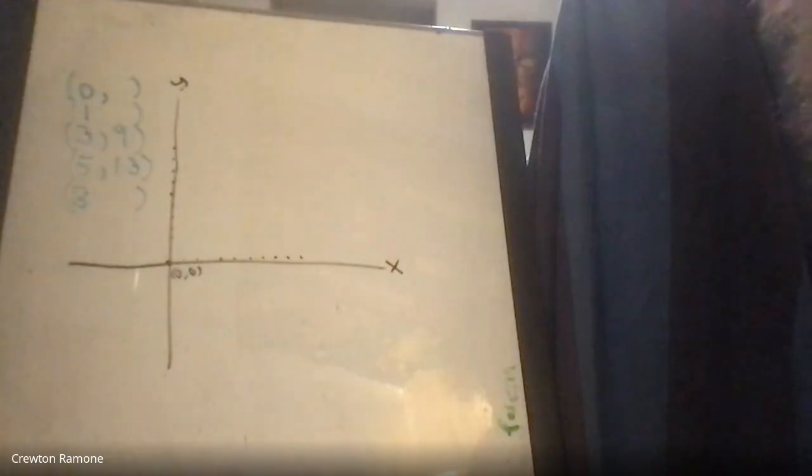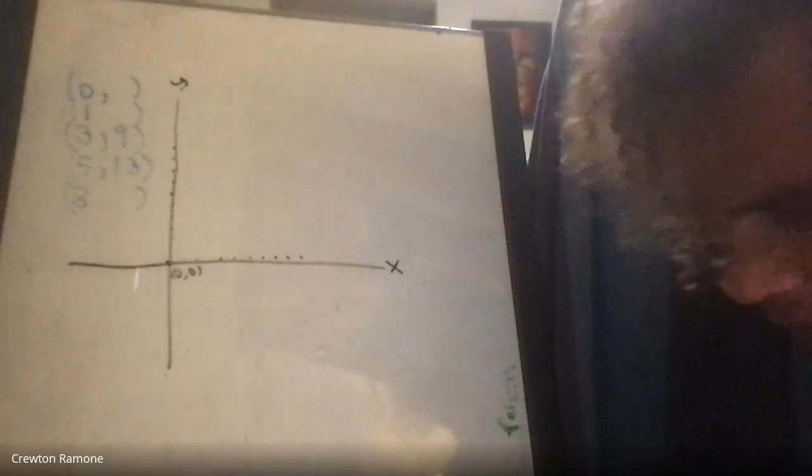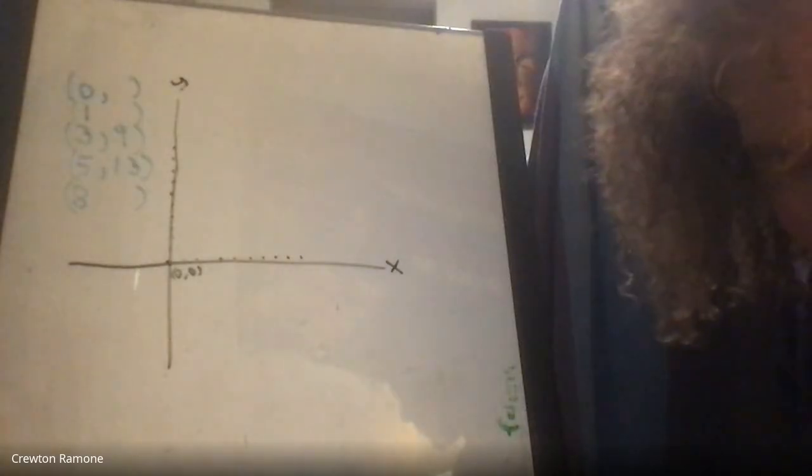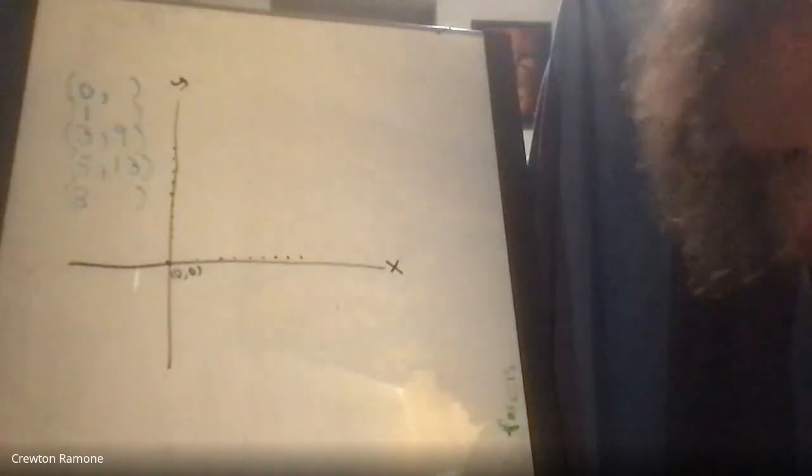What was the trick for figuring it out every time? Can you remember? What was the formula? You find the difference between the y and the x. dy dx.